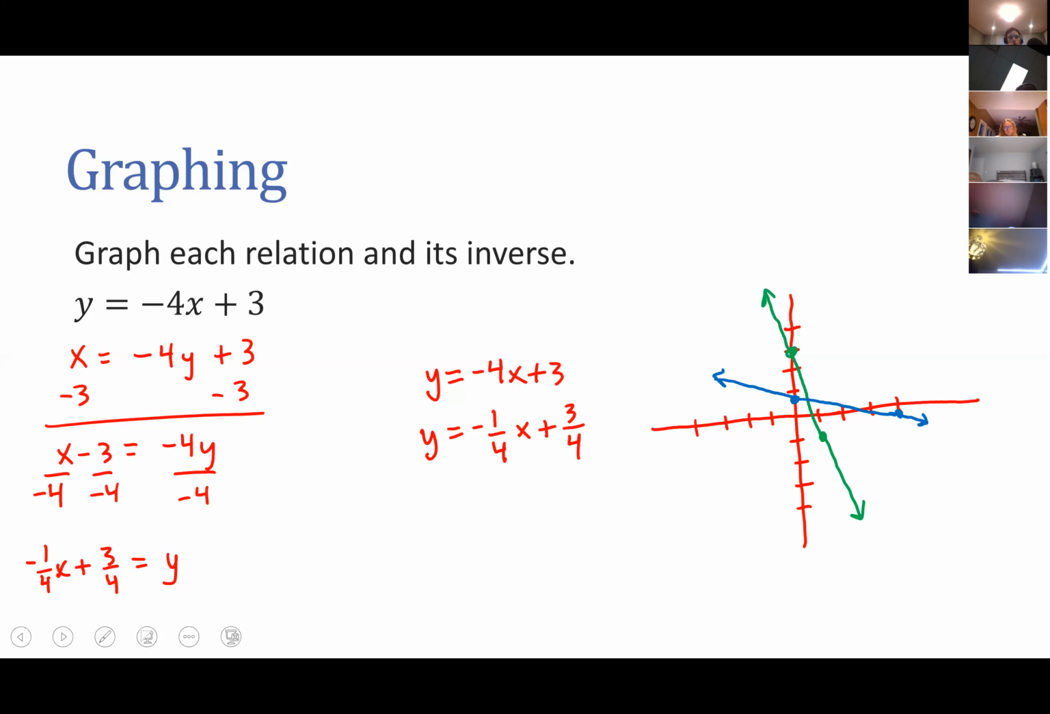And if we were to draw in the line y equals x, you can see how those are reflections over that line.